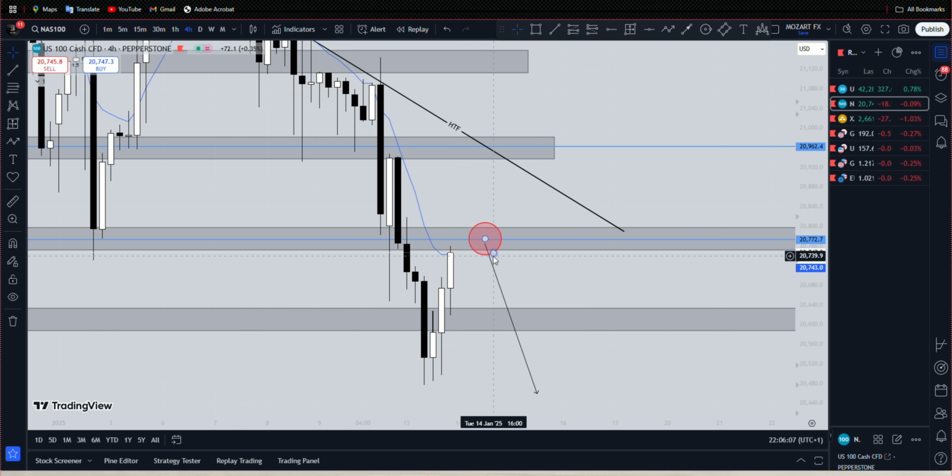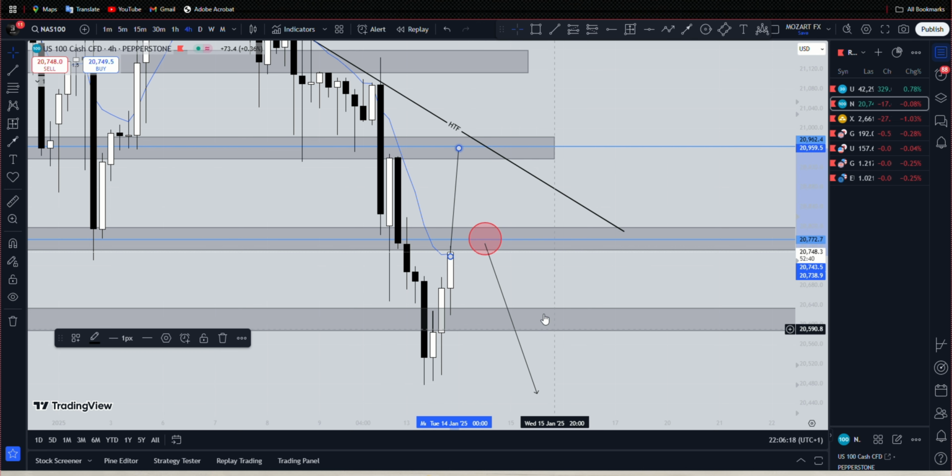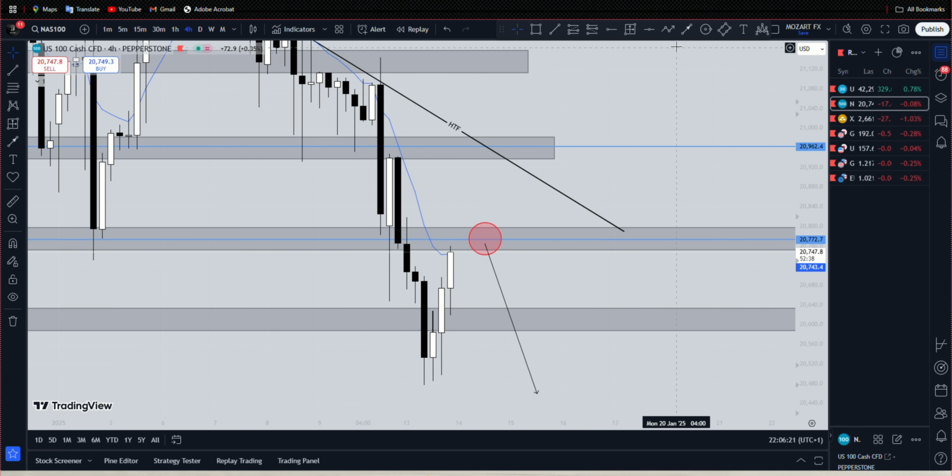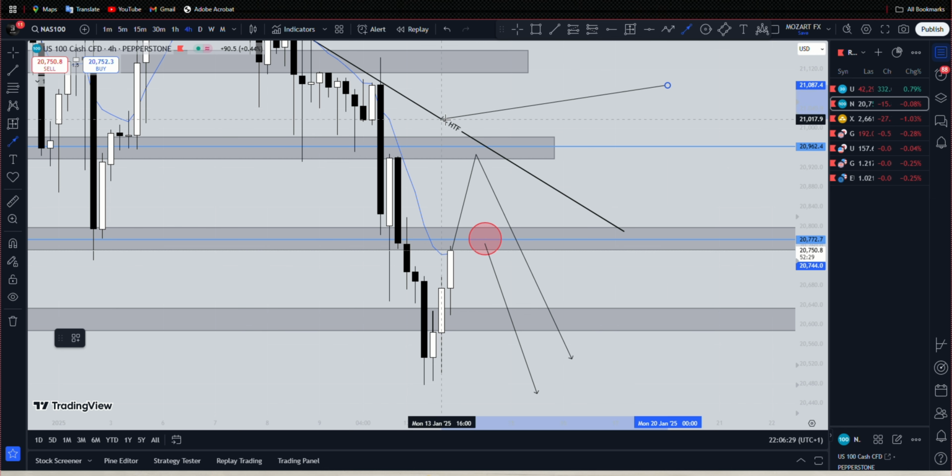That's for NAS 100. Also keep in mind, possibly if it does not stop from this, this would be the zone it will then have the retracement from. This will happen mainly because of the support and resistance area and the retest of this major trend line, higher time frame trend line.